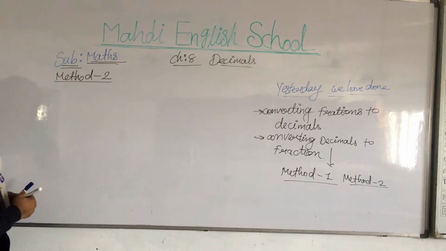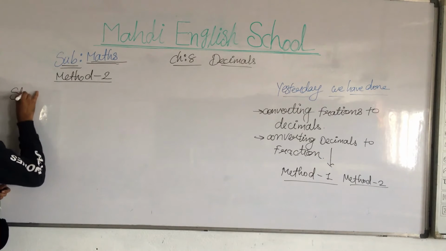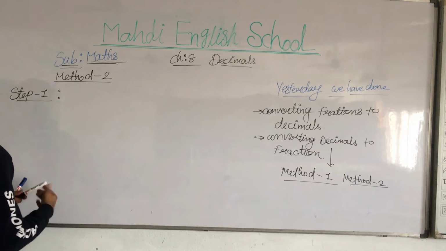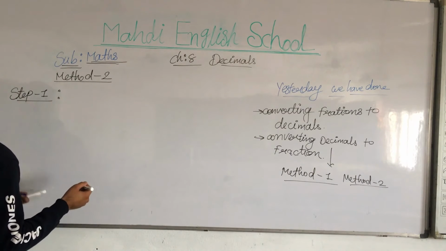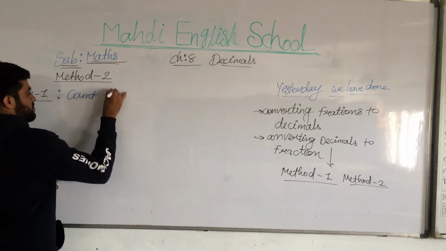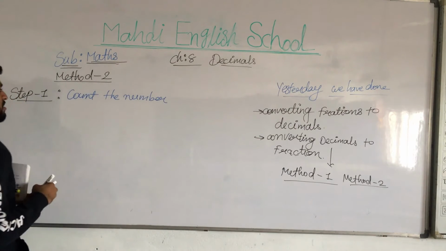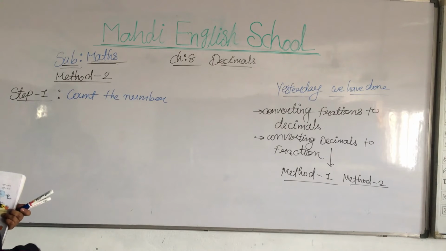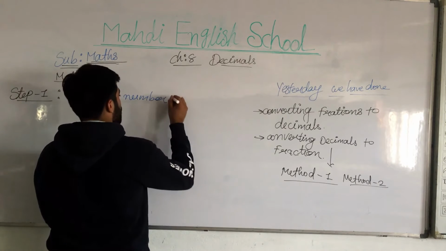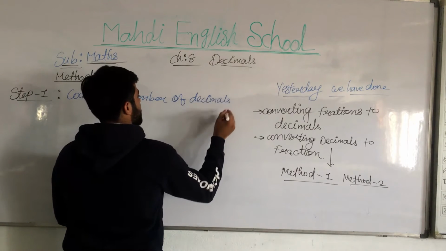Method number 2. Got my point? So how many steps are in method number 2? Three steps. Step number 1, my dear students. What is step number 1? Count the number of decimal places.